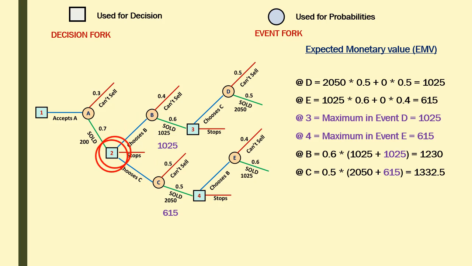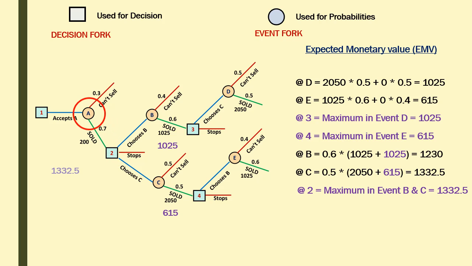Here we have to choose the maximum EMV for event B and event C. So the maximum is 1332.5. Last, event A will be 0.7 into 200 plus 1332.5, which is equal to 1072.5. Now the best decision is how we choose the decision box. That is shown. This completes the problem.